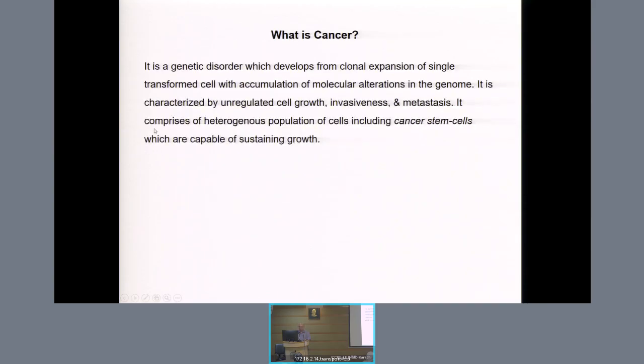Now, the simple definition of cancer is that it is a genetic disorder which develops from clonal expansion of a single transformed cell with an accumulation of molecular alterations in the genome. It is characterized by unregulated cell growth, invasiveness, and metastasis. Cancer comprises a heterogeneous population of cells which include cancer stem cells which are responsible for sustaining the growth.